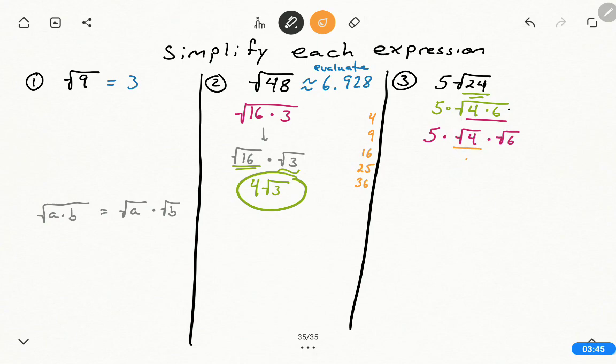Square root of 4 here is 2, so we can write it as 5 times 2 times, well, the square root of 6 is not a perfect square, so when it comes to simplifying the expression, we will leave it as the square root of 6. And then just multiply what we can back together. 5 times 2 is 10, radical 6. There we have it.